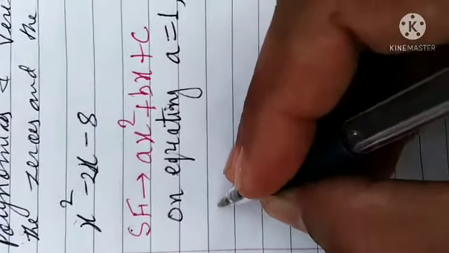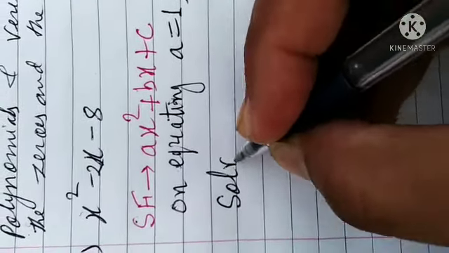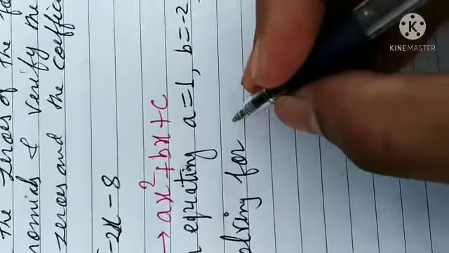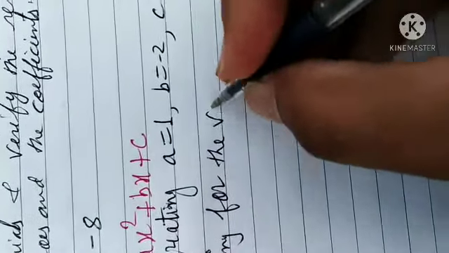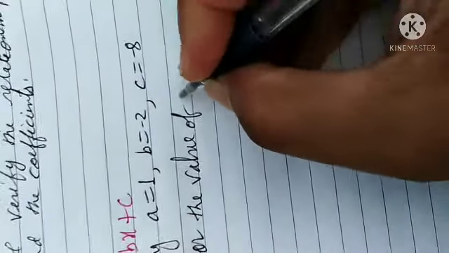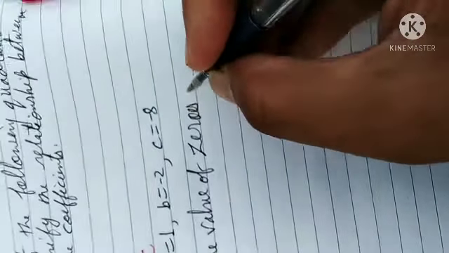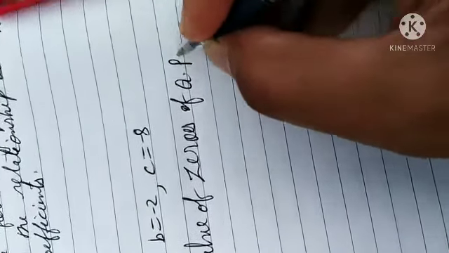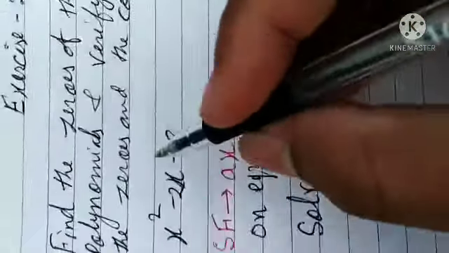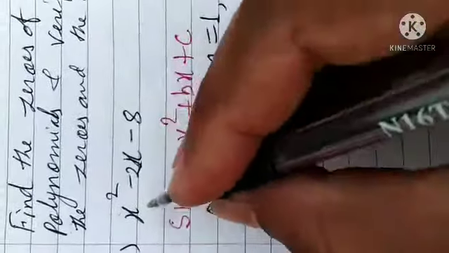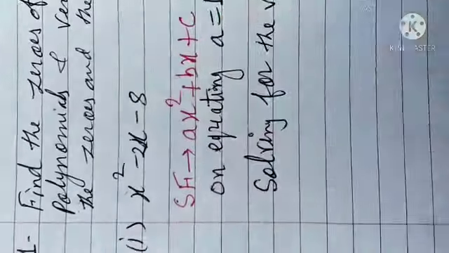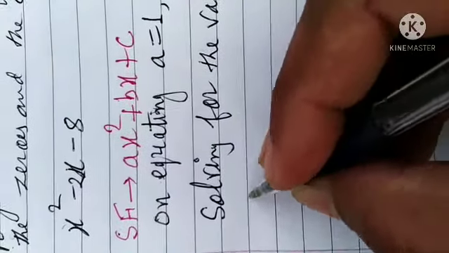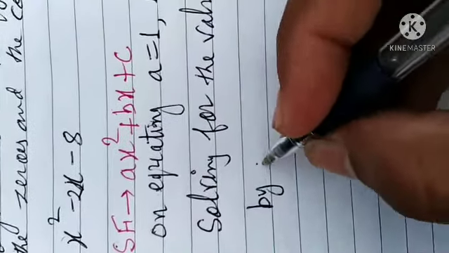Solving for the value of zeros of the quadratic polynomial. Okay, I am writing in short QP, quadratic polynomial. So what will we do? Which method do we have to use? Splitting the middle term, that we did. Now we can write it down by splitting the middle term.